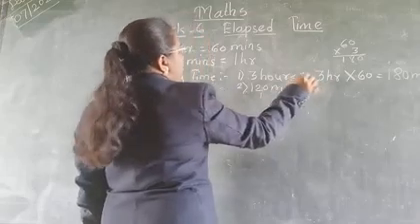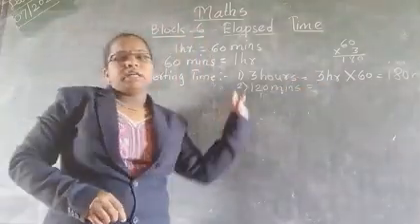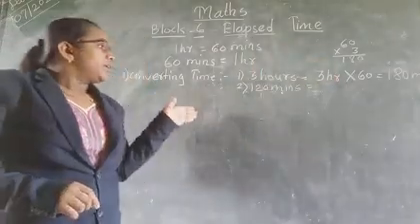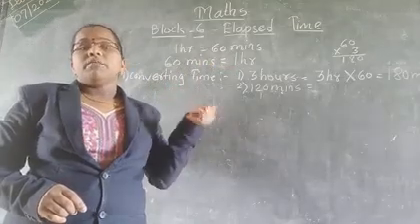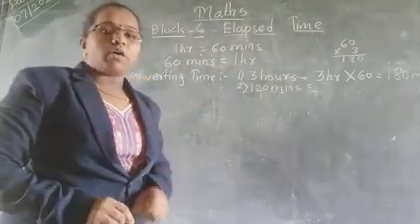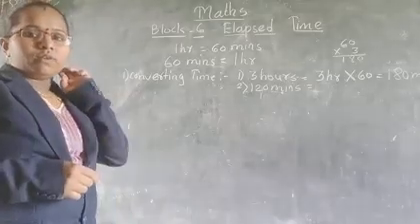Then suppose we take a second example, 120 minutes. At the time of conversion of minutes into hours, we convert the minutes into hours with the help of dividing by 60. Why? Because 60 minutes is equal to 1 hour.